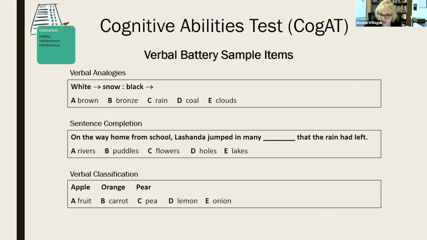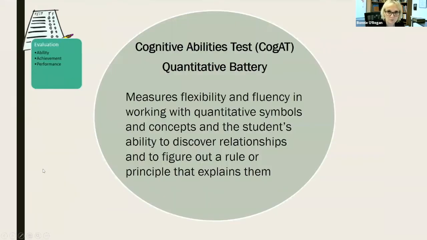Then they apply this relationship to a third word to generate a new pair of words related to each other in the same way as the first pair. The second part, the sentence completion: students read an incomplete sentence and then select the answer choice that best completes the sentence. The verbal classification: students examine 3 words and think of ways in which they are alike. Then they select the answer choice that belongs in the same group. Students are given practice questions related to these before they begin each section of the assessment.